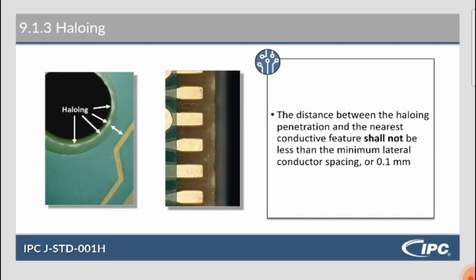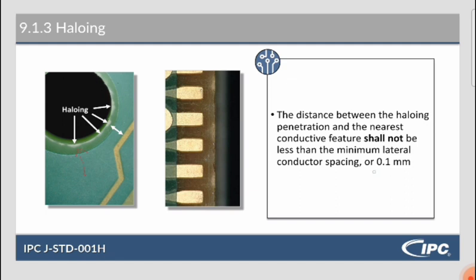Haloing, 9.1.3. Haloing is this right here where it's lighter. It's like a little halo, right? Haloing is very common around the edges of drilled holes. This hole was put in there by design, and the haloing can occur from that drilling action, or from being depanelized. So when the board is removed from the material the board is made out of, this can happen. The distance between the haloing penetration and the nearest conductive feature shall not be less than the minimum lateral conductor spacing, or 0.1 millimeters.